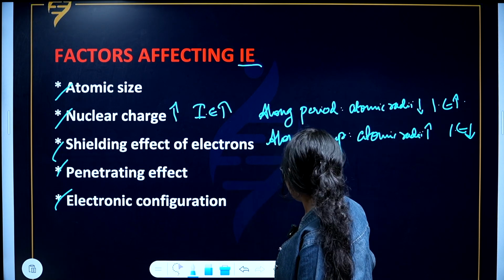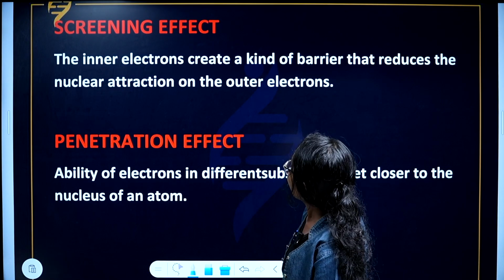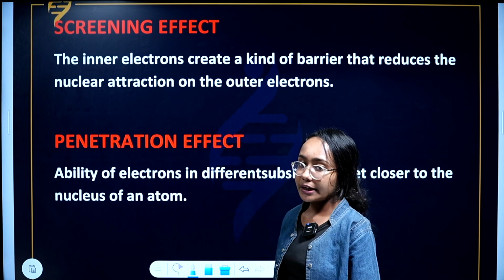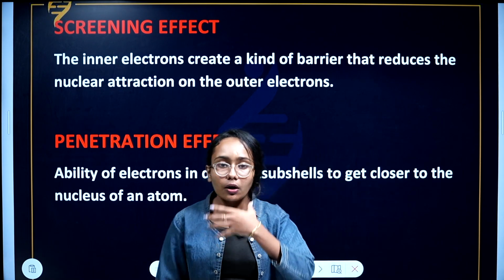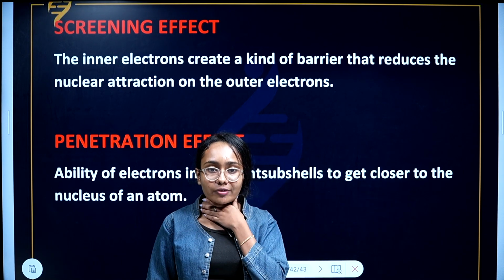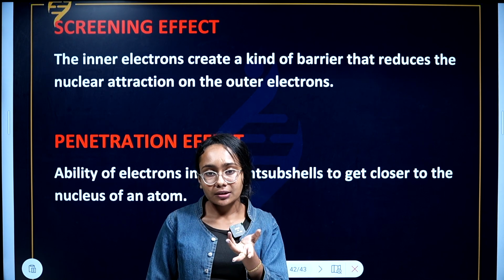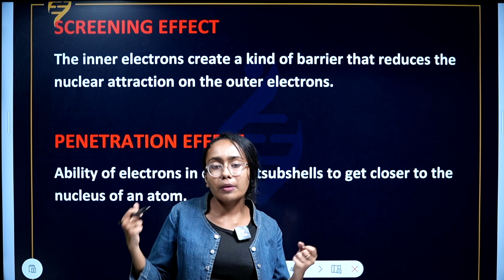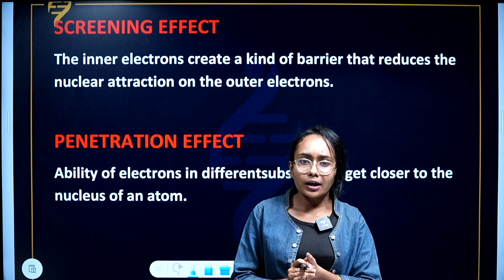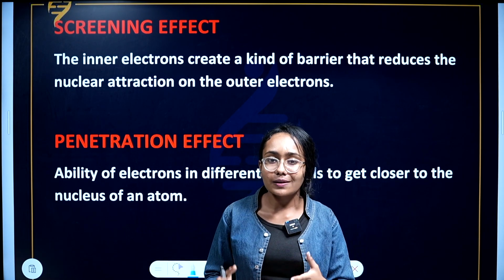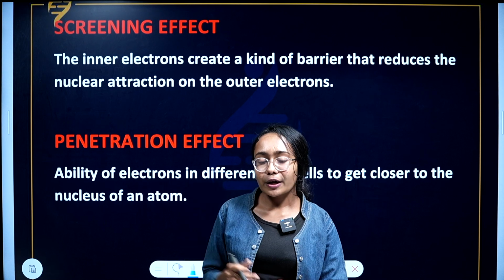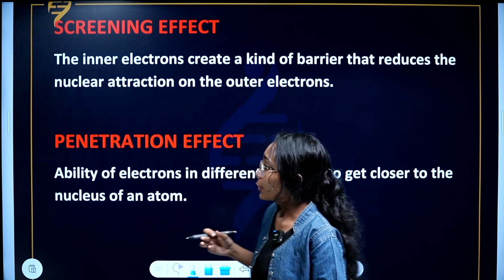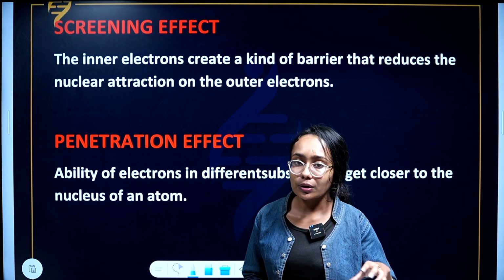Shielding effect. Let's see what is shielding effect, or screening effect. You know the shield of helmets which you use, right? So what is the purpose of a shield? It protects something or someone, right? In the case of the periodic table, the shield protects the outermost electron from the nuclear force of attraction.